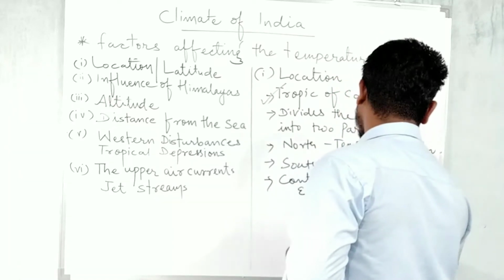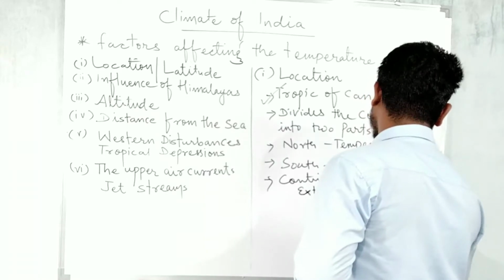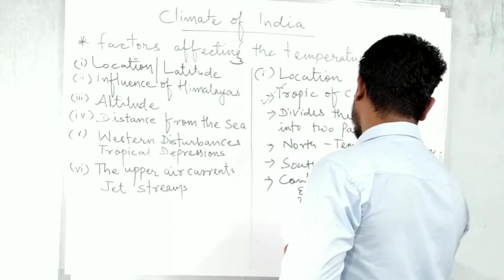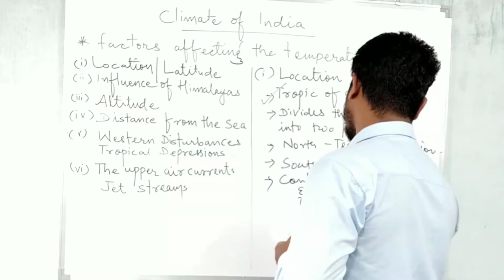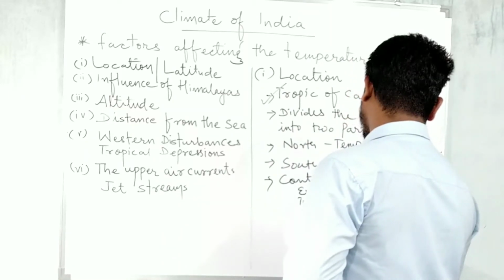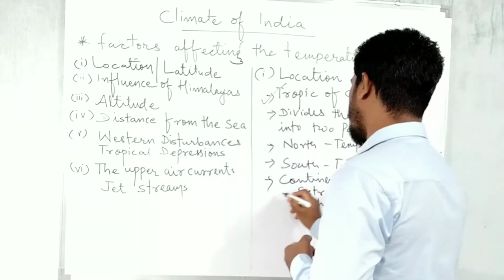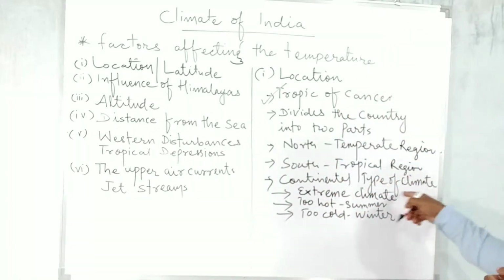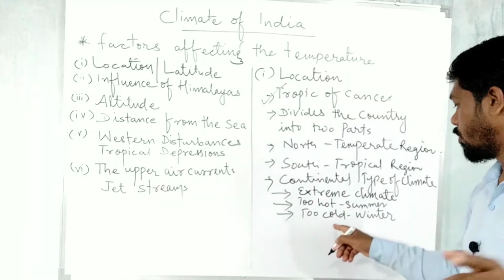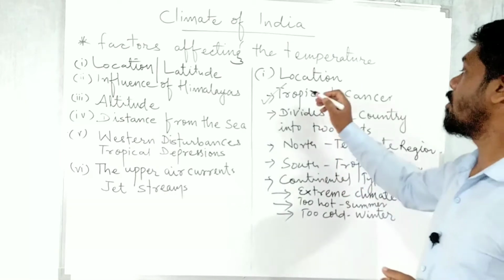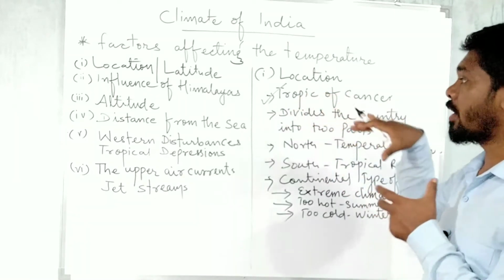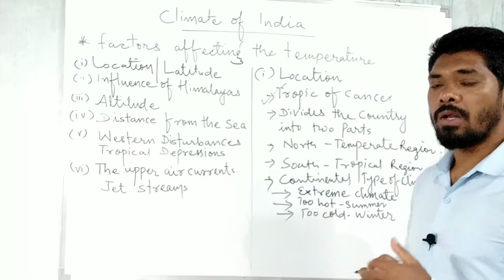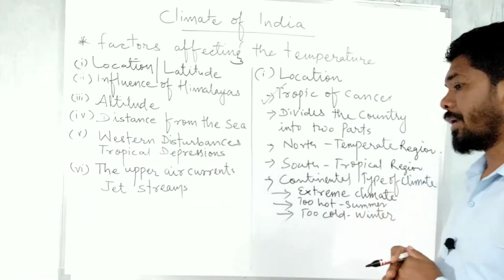What do you mean by extreme climate? It is too hot during summer and too cold during winter. That is known as extreme climate. So this continental type of climate is too hot during the summer season and too cold during the winter season. Because of the Tropic of Cancer and India's location, there is a vast difference of temperature between the north and south of the Tropic of Cancer.